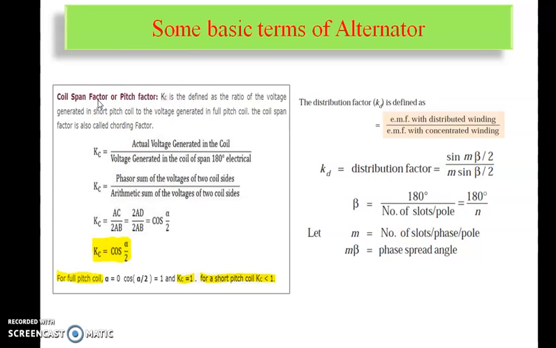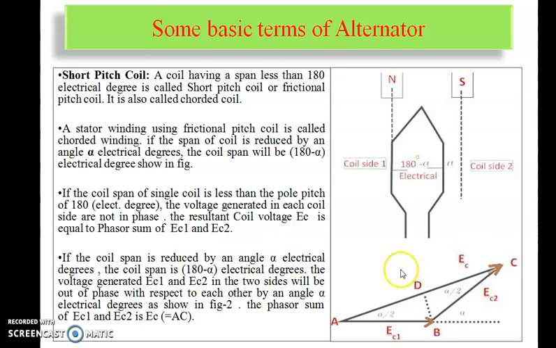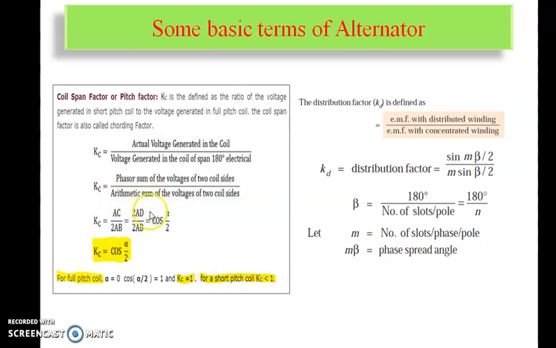Now this definition we can define with the help of this ratio: actual voltage generated in the coil divided by the voltage generated in the coil span of 180 degrees. Or it is also defined as the phasor sum of voltages of the two coil sides divided by the arithmetic sum of voltages of the two coil sides. By using these two, we can take that. That means here AC equals AB plus BC, and this we call the arithmetic sum. Okay, so this Kc equals cos alpha by 2, and this alpha is nothing but the chording angle.